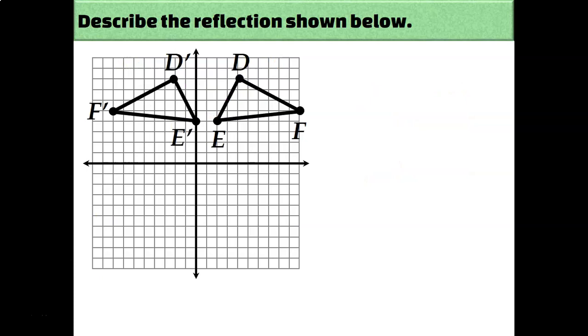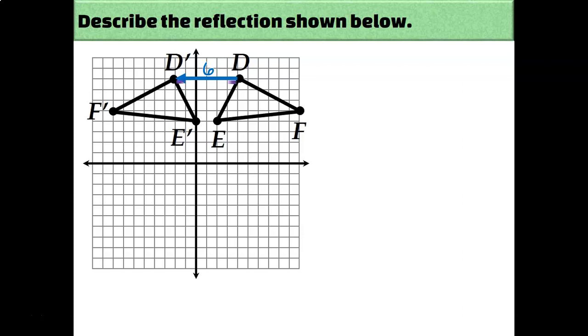Let's try that again. Pick two corresponding points, like D and D prime, and figure out how far apart they are. From D to D prime is 6 units. Well, we know that the line of reflection has to be halfway in between the pre-image and the image coordinates, so half of 6 is 3.